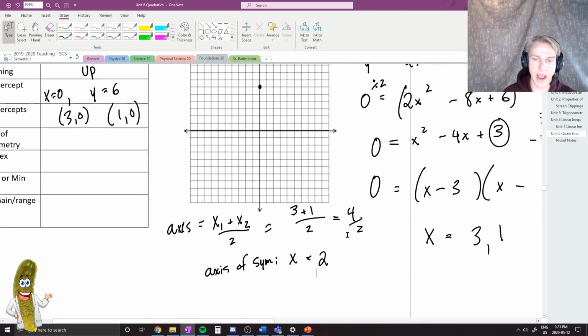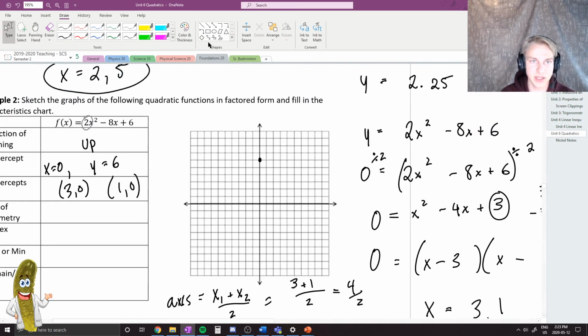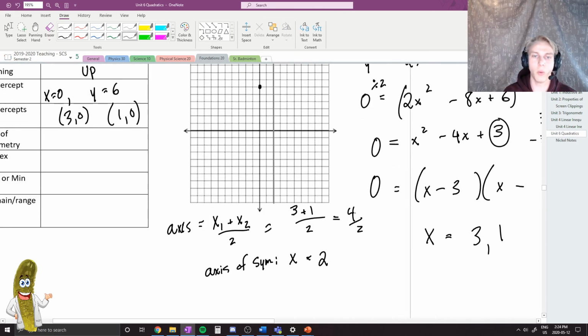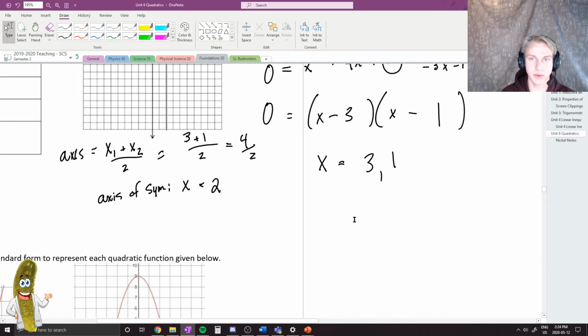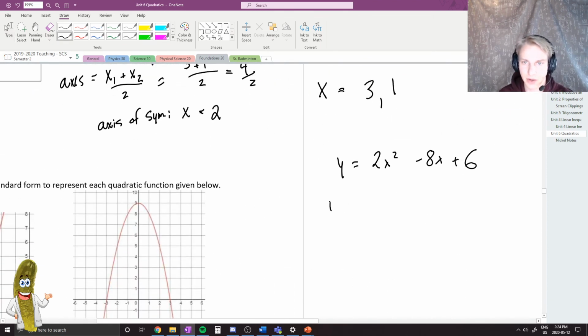And because I know where my axis of symmetry is, it will be at this point here, x is equal to 2. Let me draw this line: x is equal to 2. Then I want to figure out what y is when x is equal to 2. So I'll take my equation, which is y is equal to 2x squared minus 8x plus 6, and I will plug in an x value of 2.